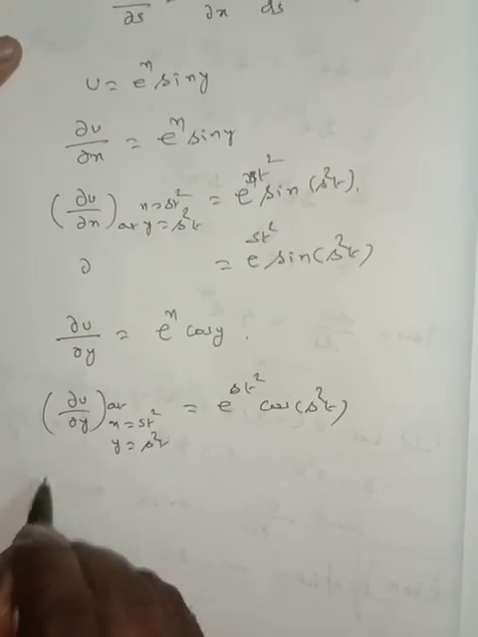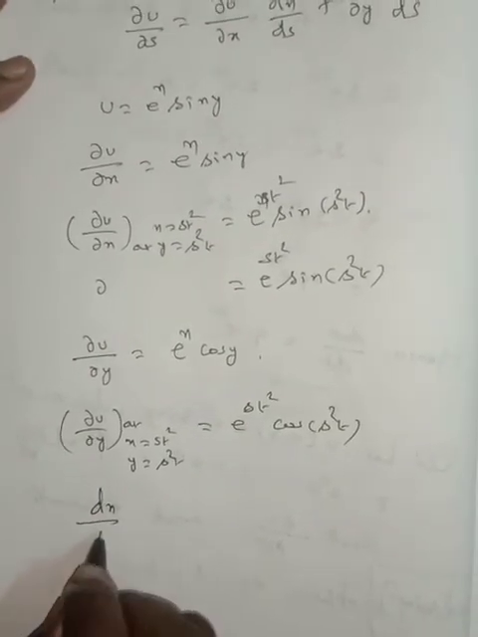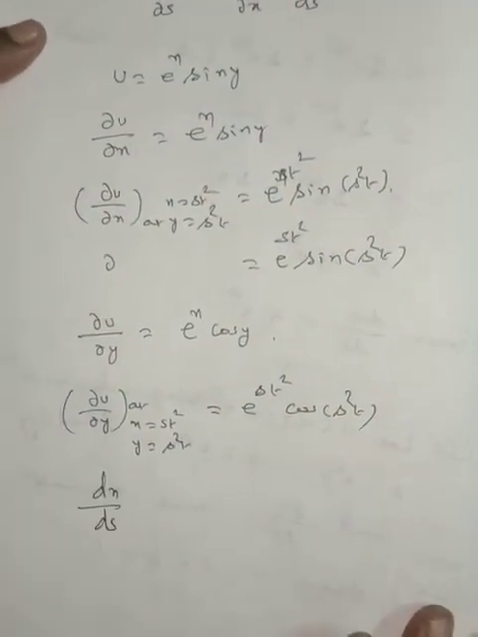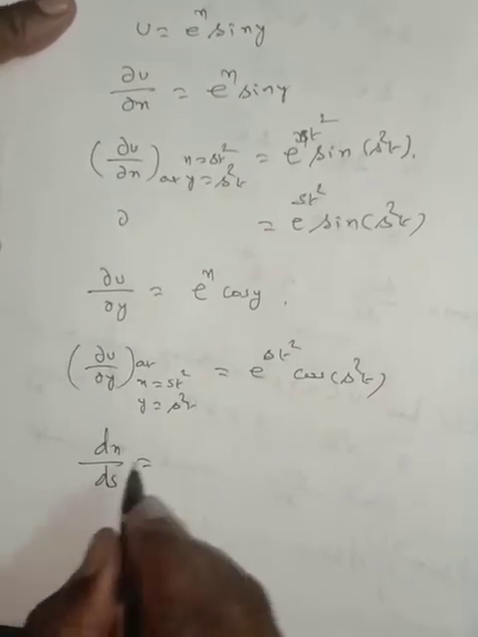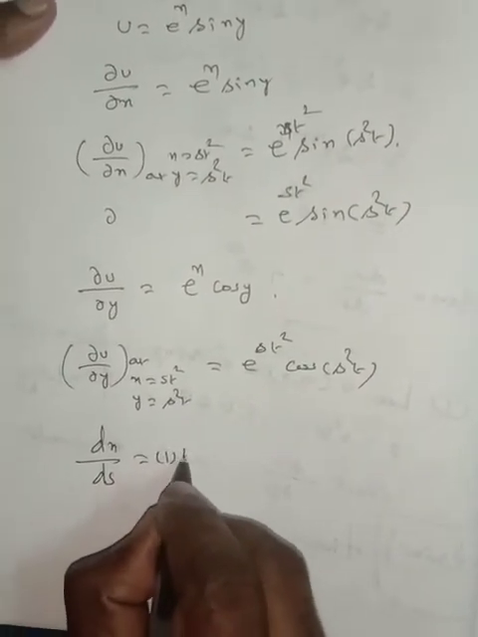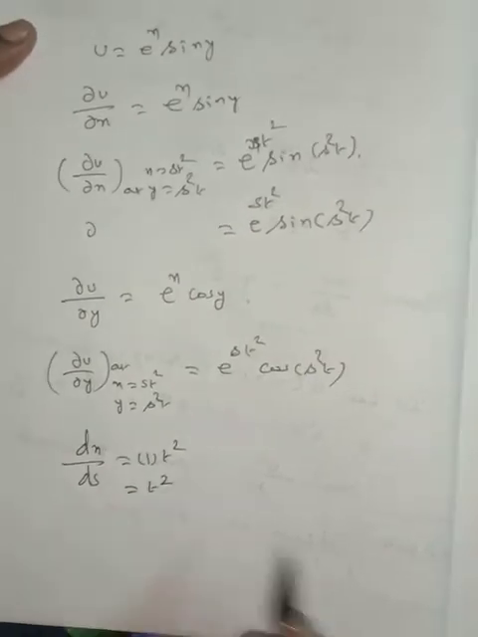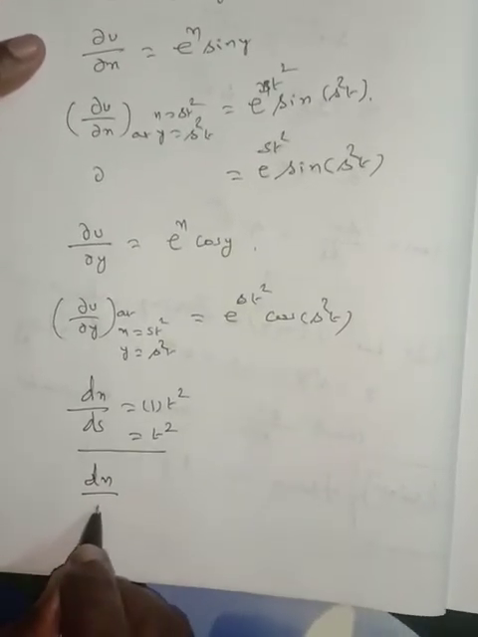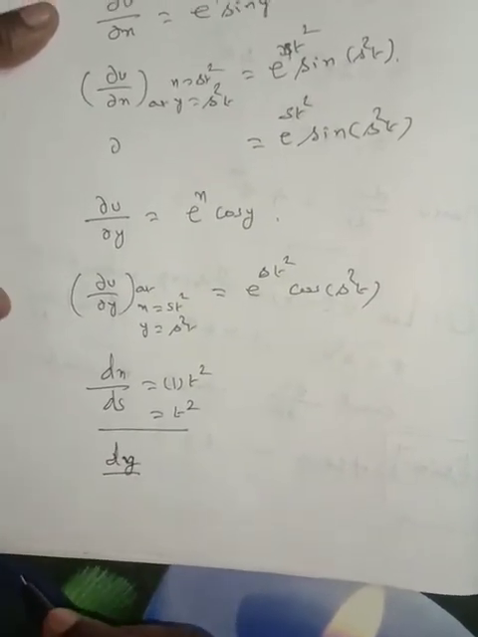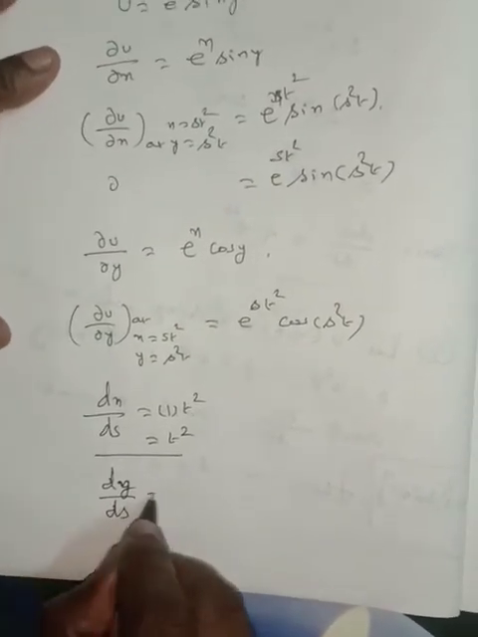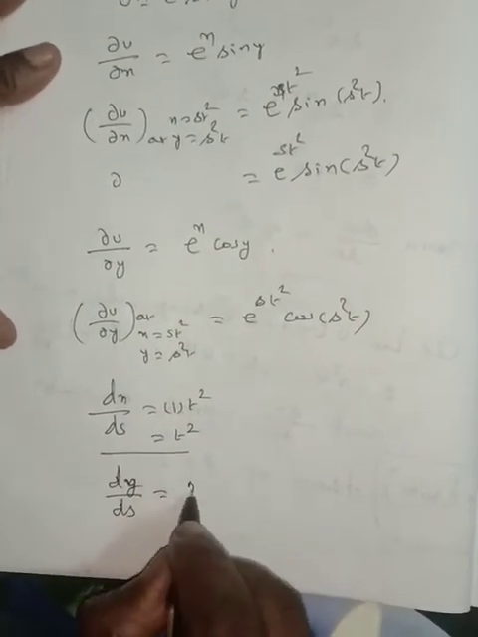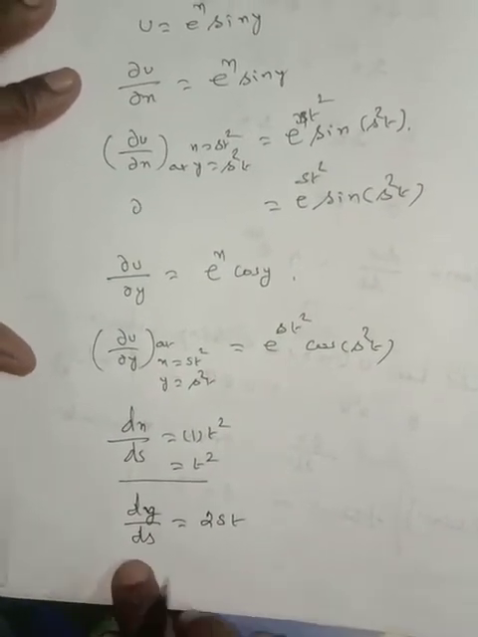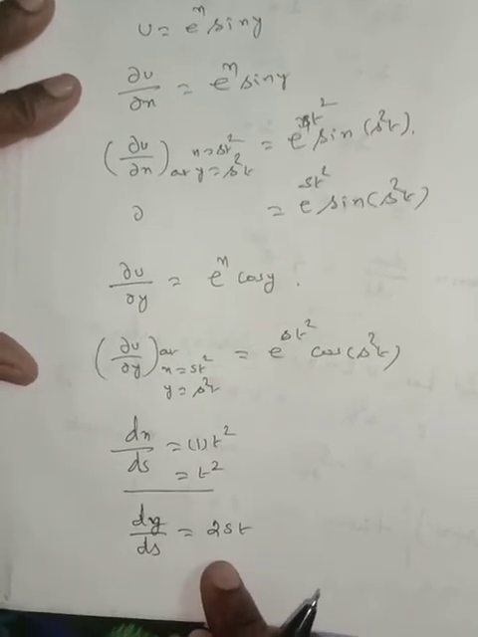Next dx by ds: x is s t square, so differentiating with respect to s, s is 1, so 1 into t square is equal to t square. Next dy by ds is equal to 2st. Differentiate y in terms of s, so 2s into t.